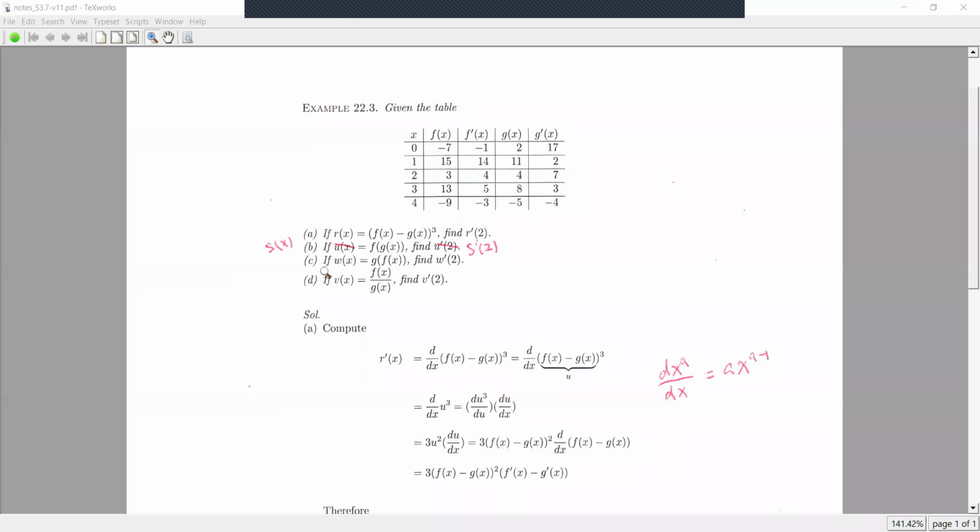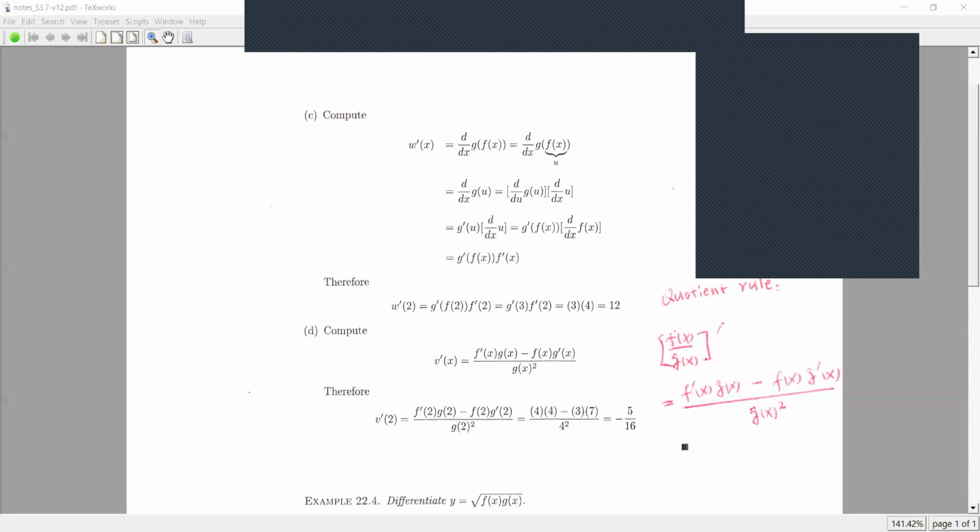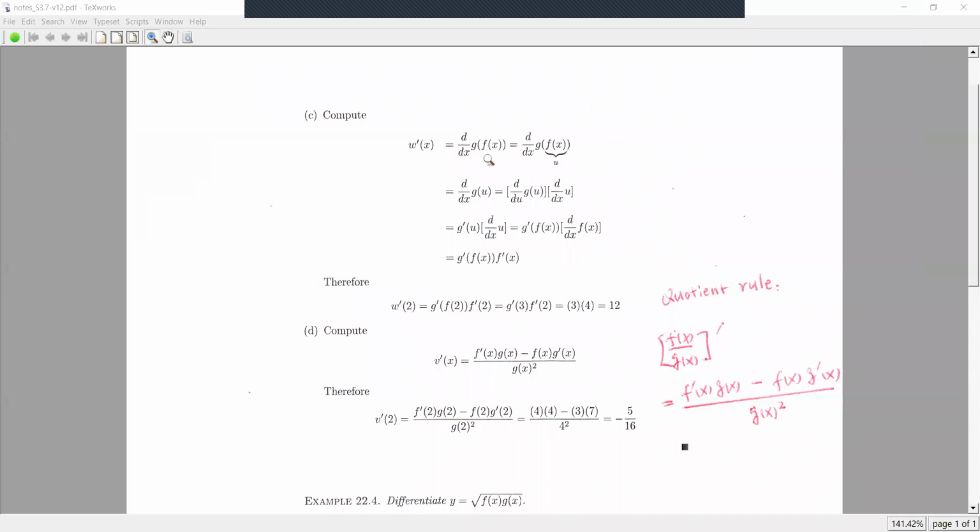Question C. If w is g of f of x, this is a composite function of the function g and the function f. Find the derivative of w at the point 2. Because the function is a composite function, g of f of x, I compute the derivative by the chain rule. I let u denote f of x. Then this function becomes g of u.